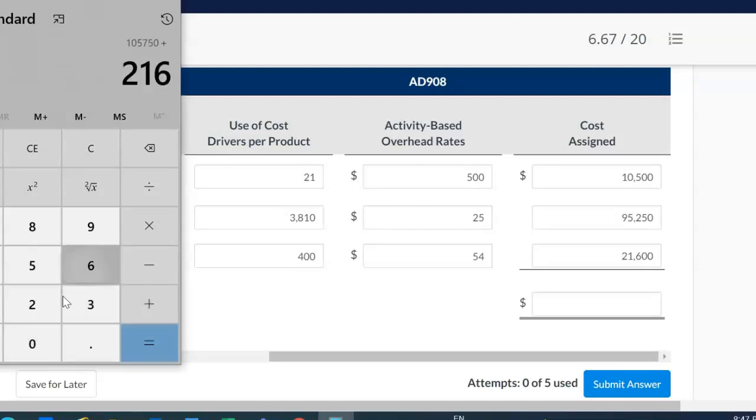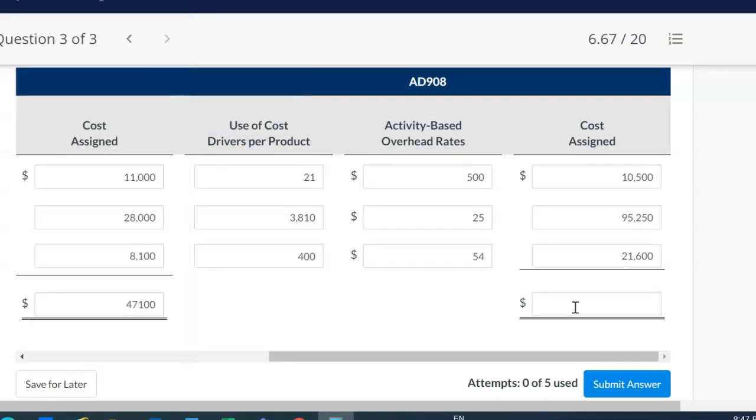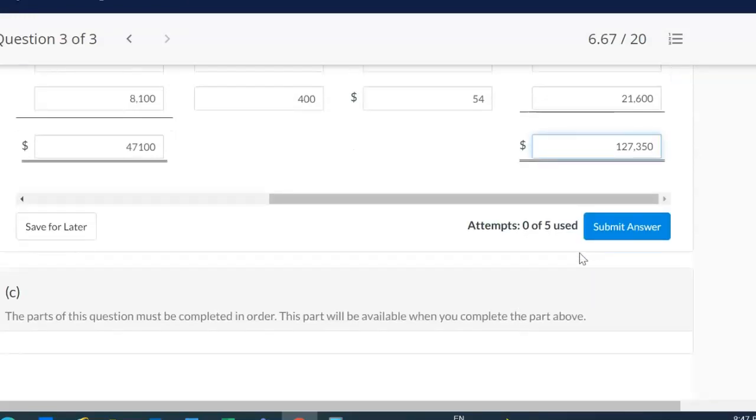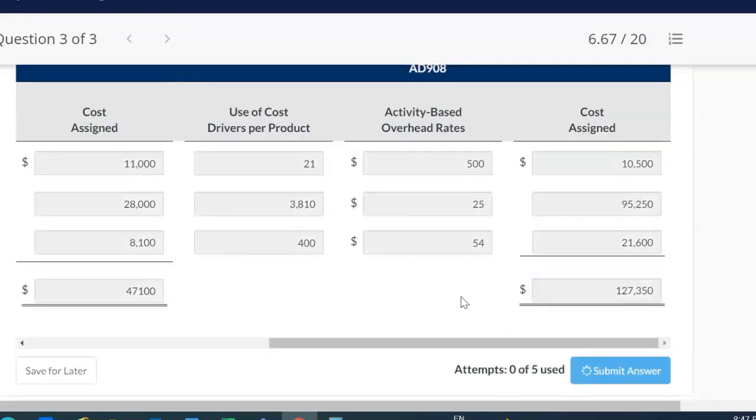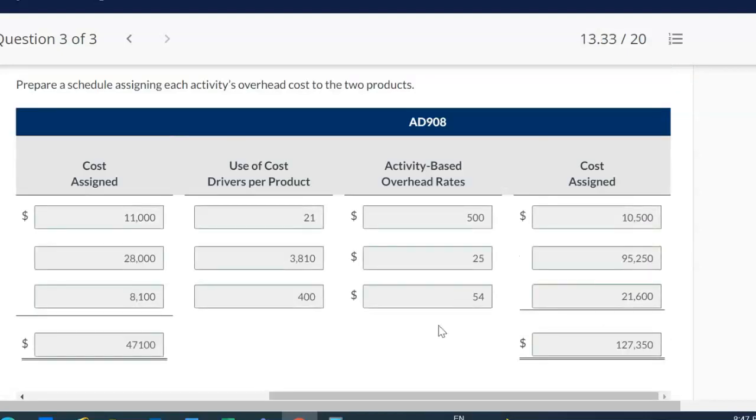Okay, now you're getting the idea. Now you see how with activity-based costing, we can really get down. Now, it's cumbersome. Look at the overhead now. You have 47.1 to one product and 127.350 to another product because it had more activities, more volume. The same activity-based rate because we take the overhead and divide it by the total activities. But then when we assign the activities to the products, they're getting a different amount.